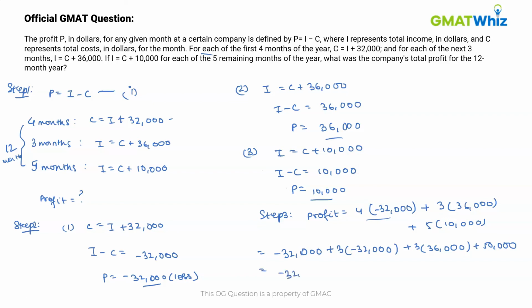Now this gives us minus 32,000. We can take 3 common from here, and 36,000 minus 32,000 gives us 4,000, plus 50,000. This is equal to minus 32,000 plus 12,000 plus 50,000, which gives us $30,000, which is option B.